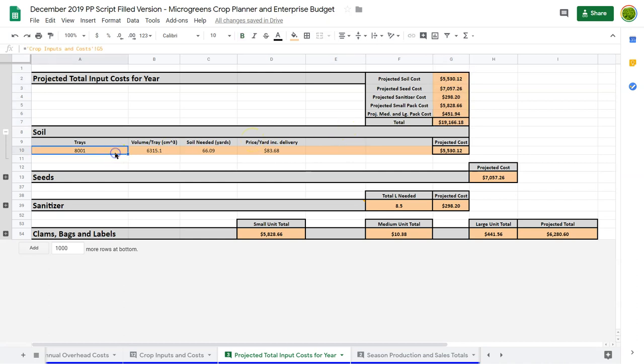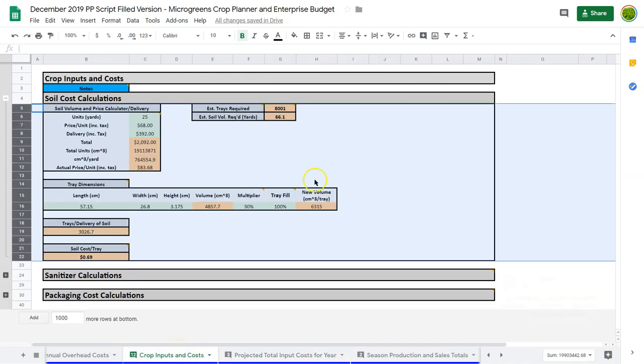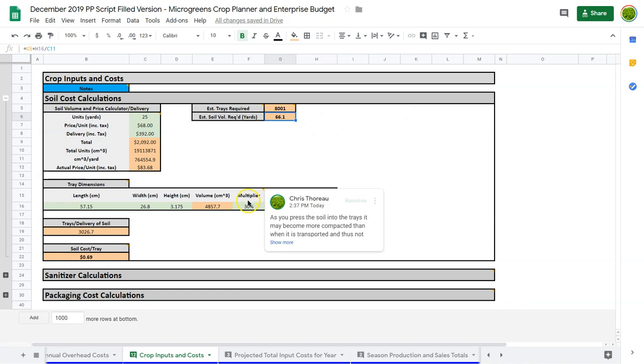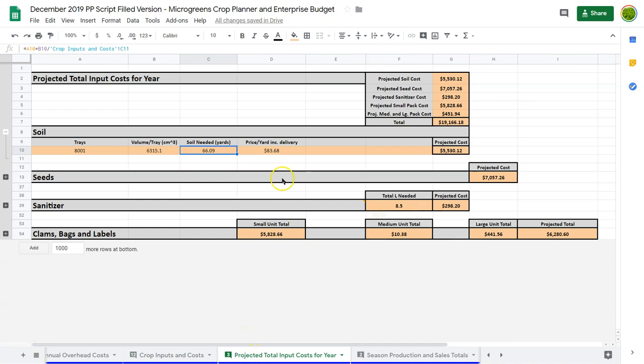So for example, we have our 8,000 trays. This is the volume per tray, and so we're going to need 66 yards of soil. What I often do is go back and check: is that right? I thought it was 71. No, that's right. Oh yes, we switched our multiplier from 40 to 30. So I do a lot of double checking to make sure I haven't made any glitches here. We know our price per yard, so we're looking at about $5,500 in soil costs there.